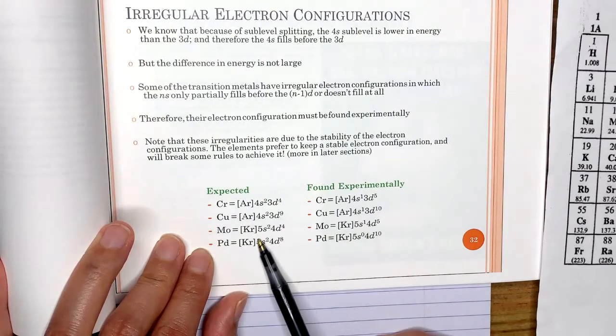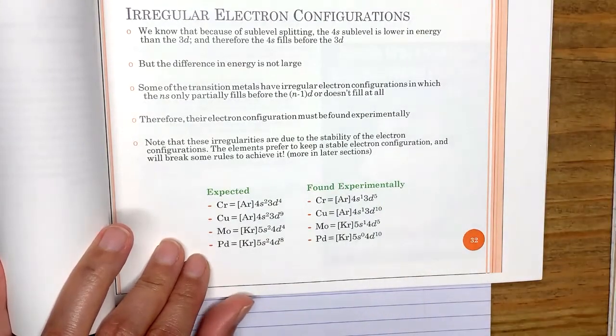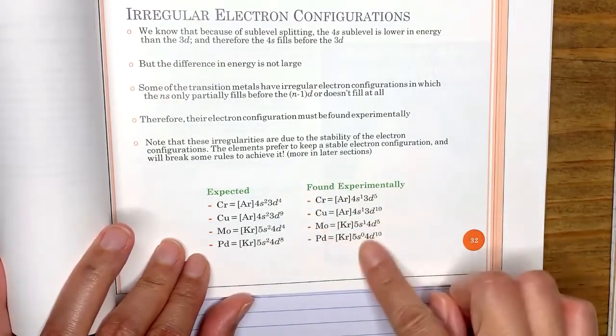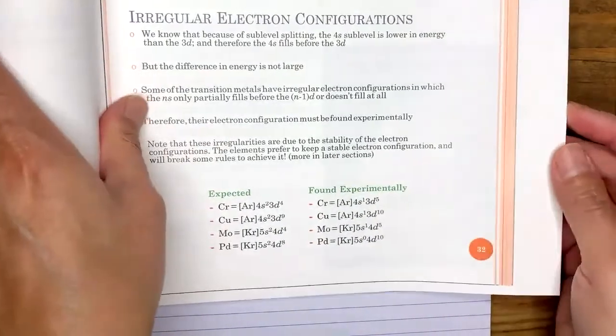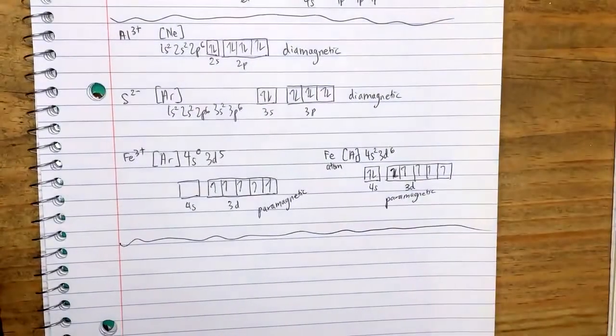Instead of 8, they steal 2 and they get 4d10. That's because it's more stable. So these are just some ground states that are not what you expected them to be, but it's more stable that way. Okay, so that was slide number 32.